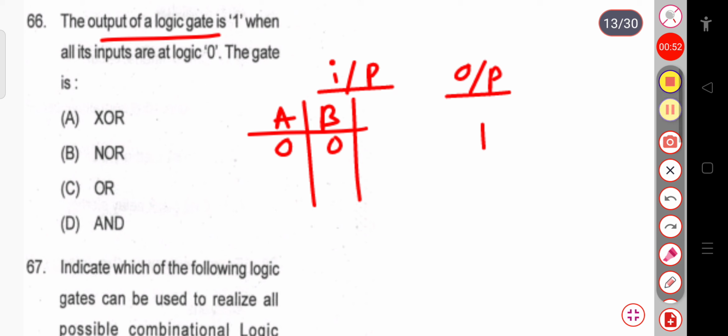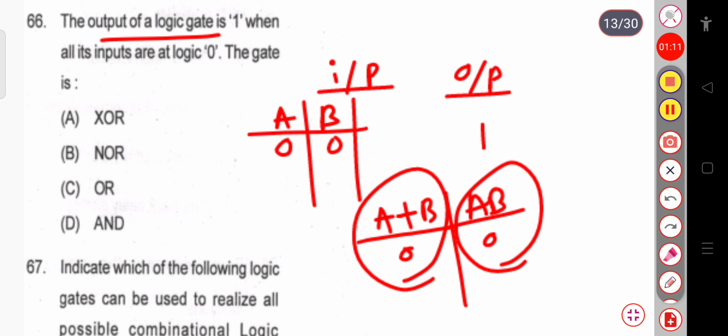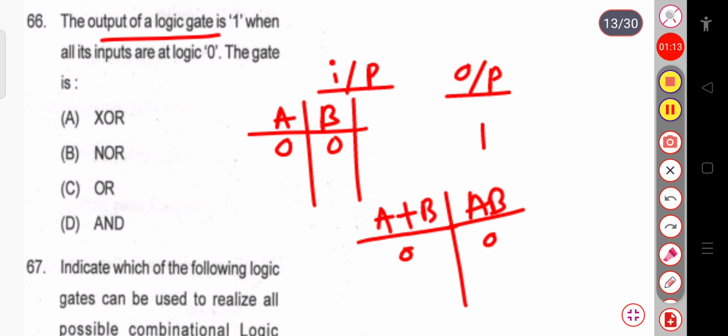For the OR gate, A plus B, 0 plus 0 is 0. And for the AND gate, A into B, 0 into 0 is also 0. So I cannot say that the gate will be an OR gate or an AND gate. But here in the question it is given that the output of the logic gate is 1.